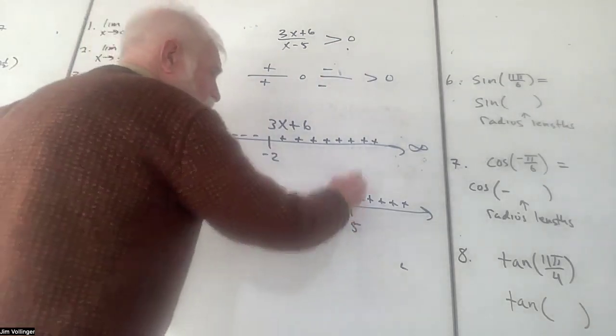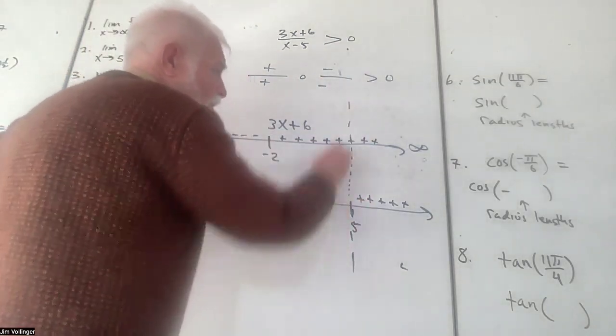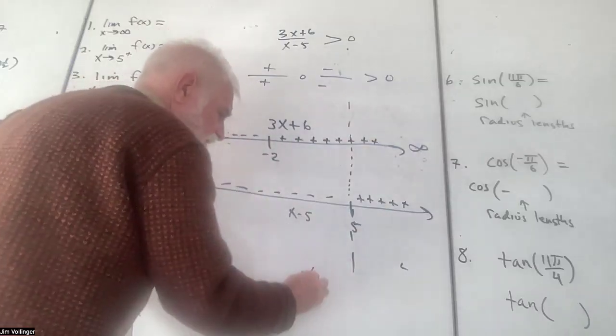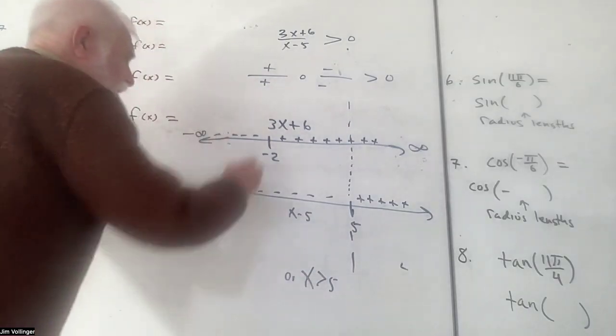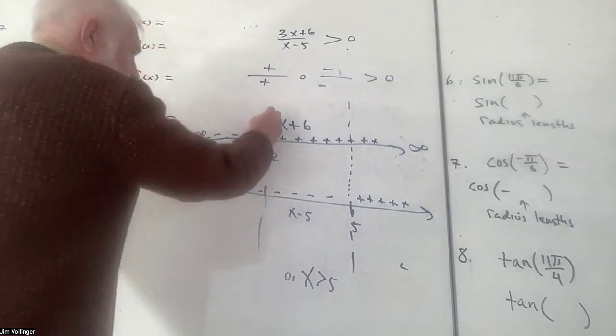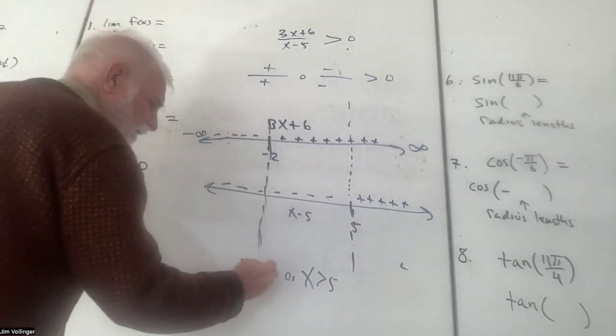Okay, so let's look at the positives. They're both positive when x's are bigger than 5. Or, looking in the other direction, they're both negative. They're both negative when x's are less than -2.